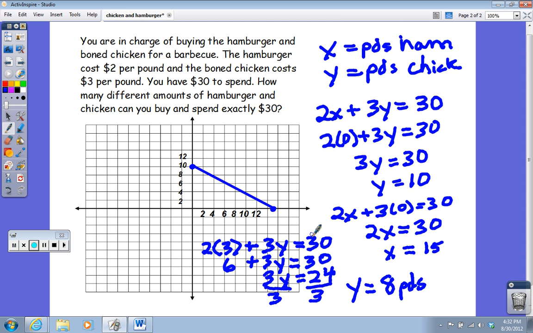And this is how we can work a linear relationship problem. So this, I hope, will help you with your classwork and your homework on this subject.